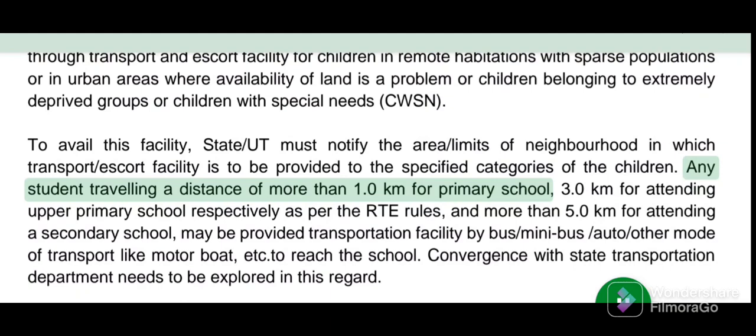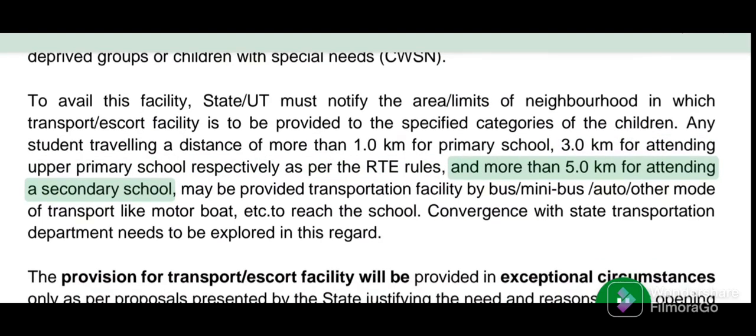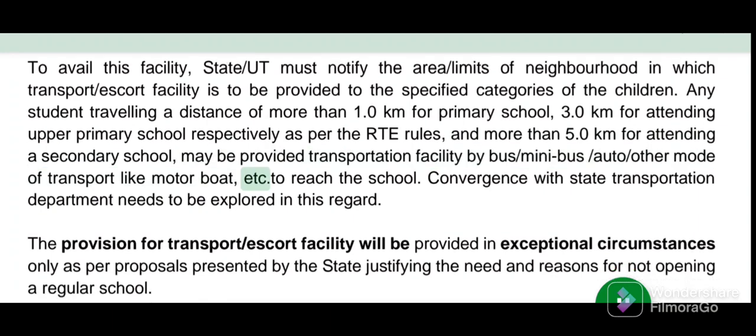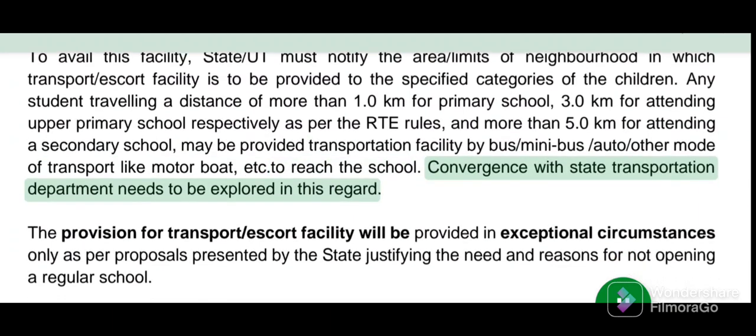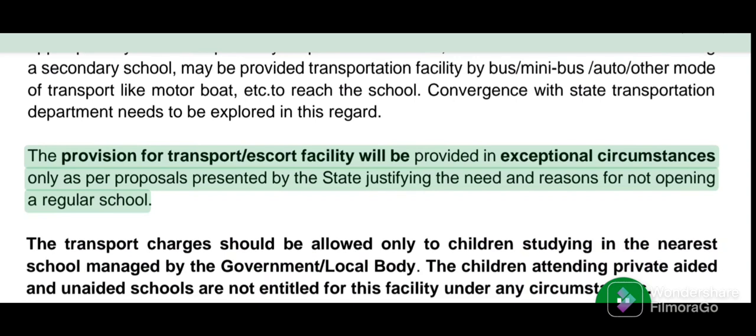Any student traveling a distance of more than 1.0 km for primary school, 3.0 km for attending upper primary school respectively as per the RTE rules, and more than 5.0 km for attending a secondary school, may be provided transportation facility by bus, minibus, auto, or other modes of transport like motorboat, etc. to reach the school. Convergence with the State Transportation Department needs to be explored in this regard. The provision for transport or escort facility will be provided in exceptional circumstances only, as per proposals presented by the state justifying the need and reasons for not opening a regular school.